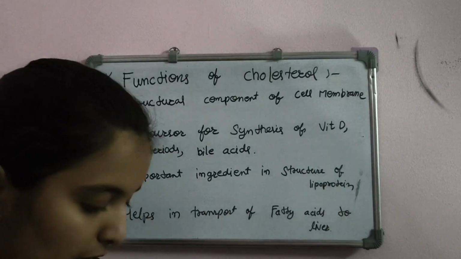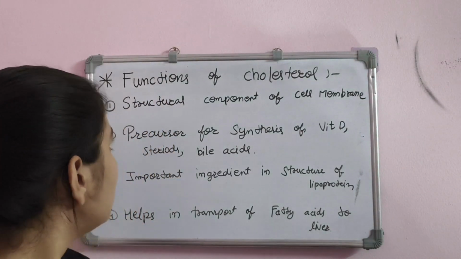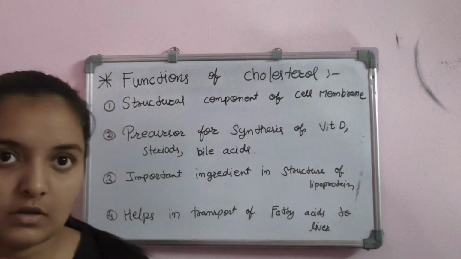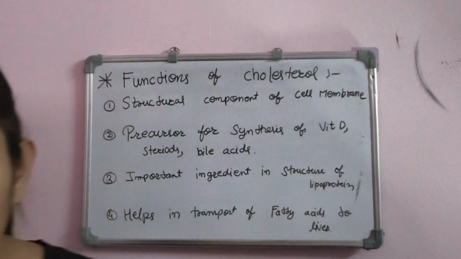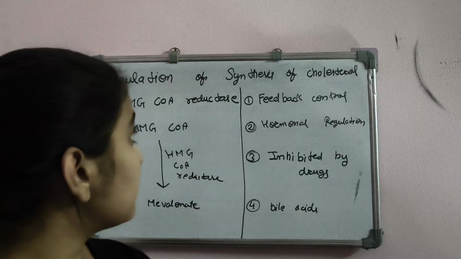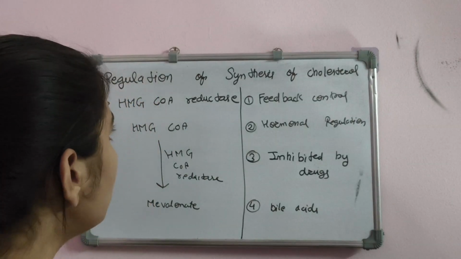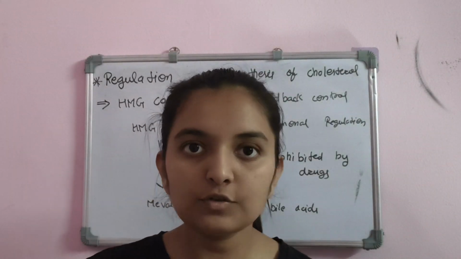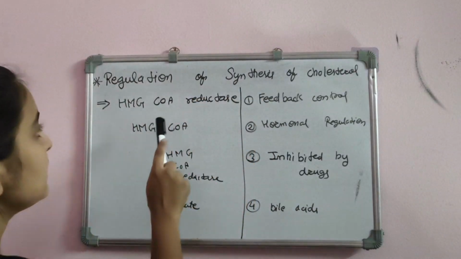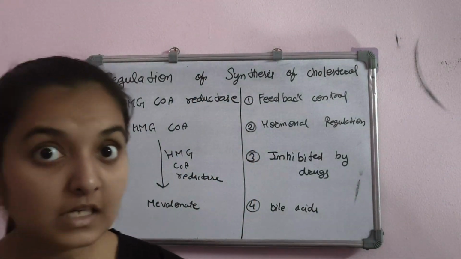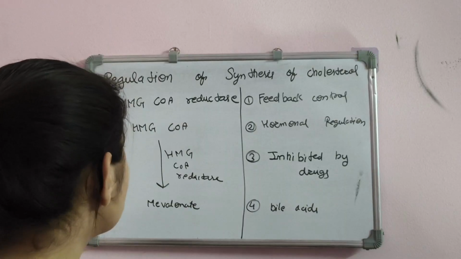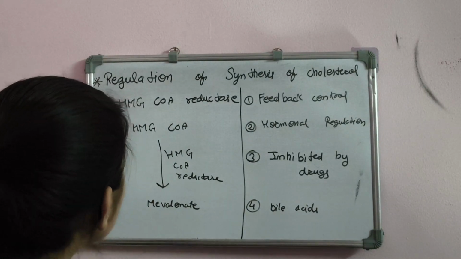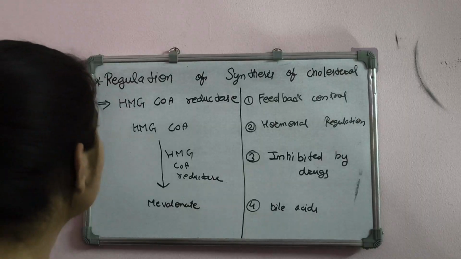Now after we have completed synthesis of cholesterol and functions of cholesterol, the next is the regulation of cholesterol. Now let's move towards that topic. You can take a screenshot. The regulation of synthesis of cholesterol. So हमने जो एंजाइम देखा था synthesis of cholesterol के जो steps थे उसमें हमने एक एंजाइम देखा था, HMG CoA reductase. So it is the rate limiting enzyme. I've told you before also. So this enzyme controls the regulation of synthesis of cholesterol.